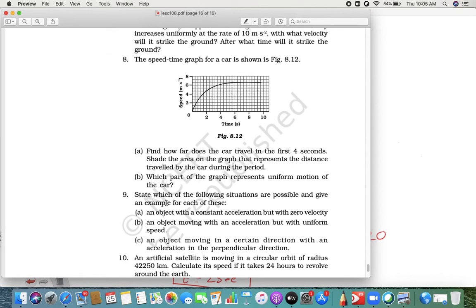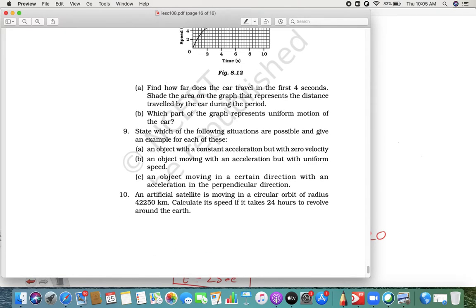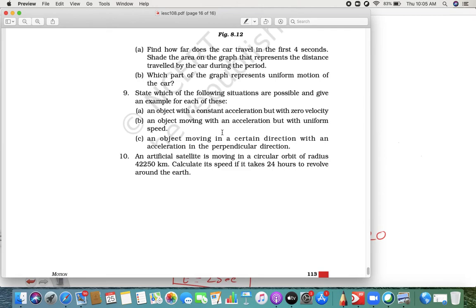Right? Now let's see the 8th question, what they are saying. Okay, this is again the graph. If you see how far the car has traveled after 4 seconds, the car has traveled 12 meter after 4 seconds, right? And which part of the graph represents uniform motion? So from the 6th second you can say it is going to be a straight line. Okay. Now again this is a word problem. Let's see the 10th question.